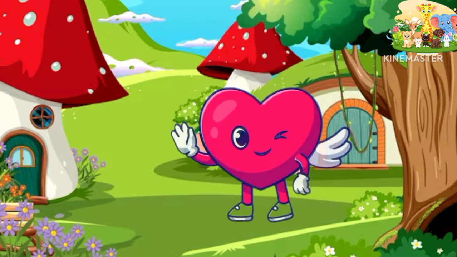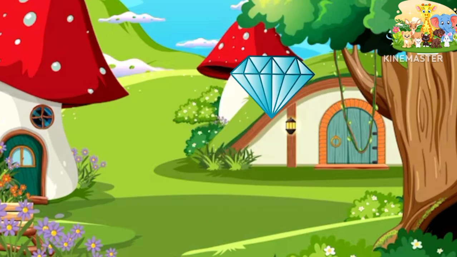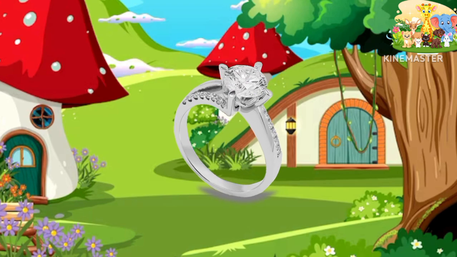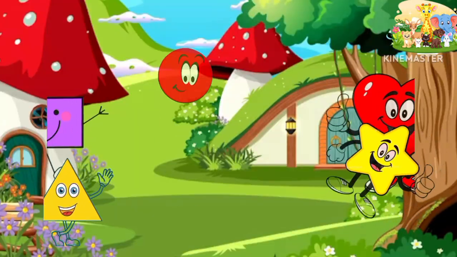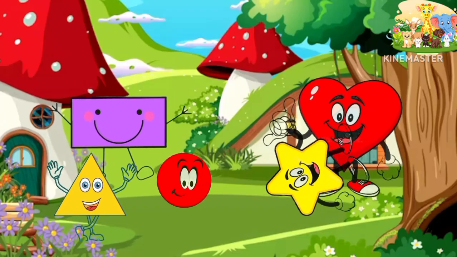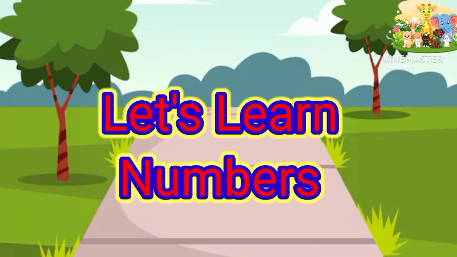I am a heart. I am so smart. I am a heart. I am a diamond. You can see me on the ring. I am a diamond. We are shapes. You can see us everywhere. We are shapes. Let's learn the numbers.